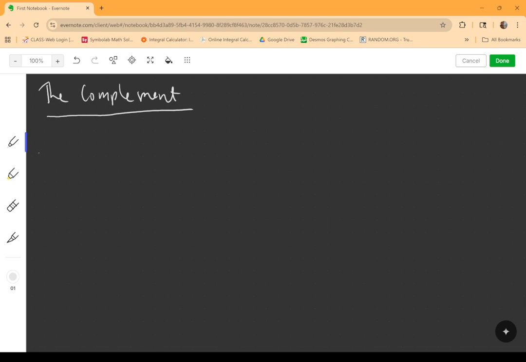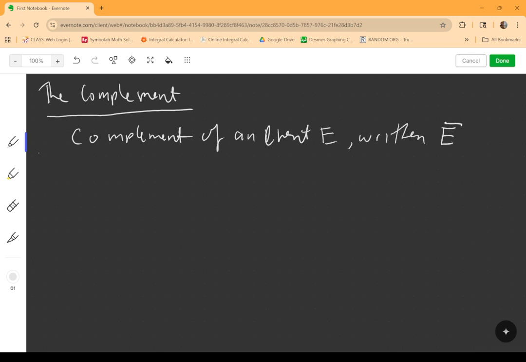So the idea here is the complement of an event E, and it's written with this little bar over E. In certain textbooks, or if you're looking at other resources, you might see E to the C as a complement. This signifies that the event E does not occur.